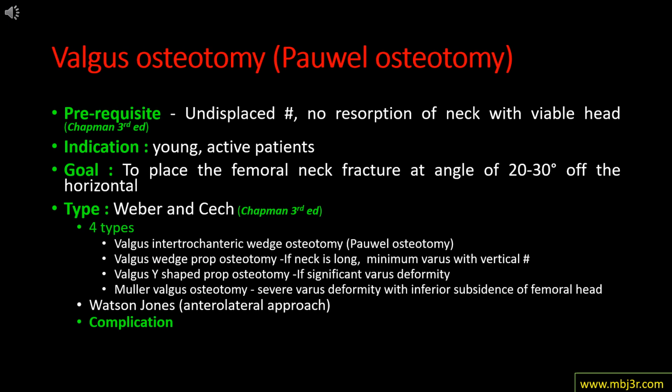Valgus osteotomy, that is Pauwels' osteotomy. The prerequisite is an undisplaced fracture, no resorption of the neck, with a viable femoral head. It is indicated in young active patients. The goal is to place the femoral neck fracture at an angle of 20 to 30 degrees to the horizontal.